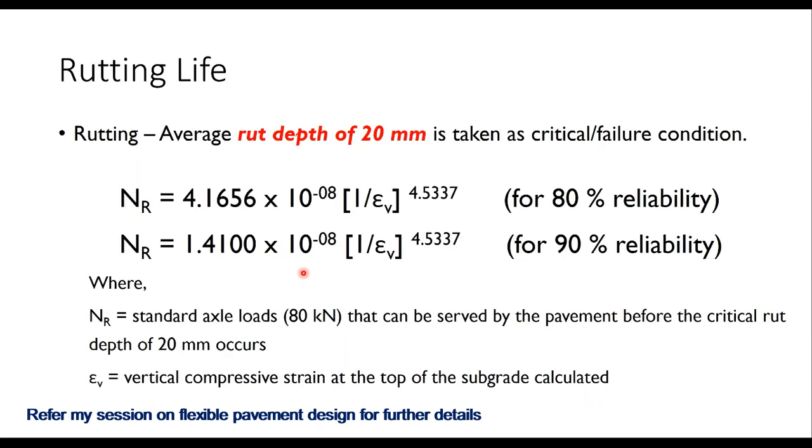The rutting equation is also the same. That is, for 80% reliability and 90% reliability, and that depends upon the vertical compressive strain at the top of the subgrade, which is calculated from the IITPAVE software. And I explained in my earlier presentation how to run the IITPAVE software also.